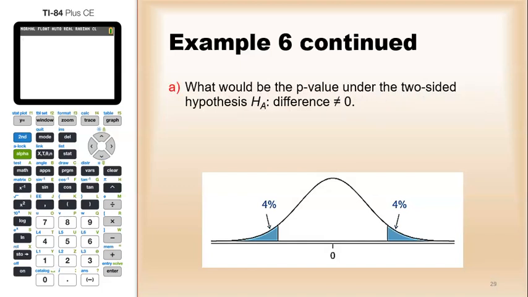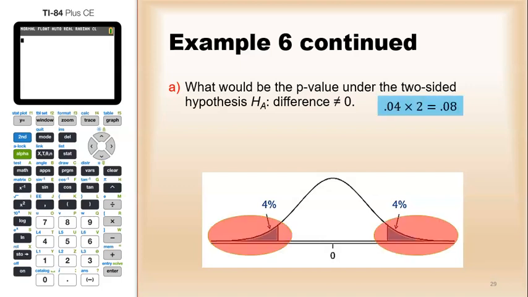What would be the p-value under a two-sided hypothesis, where the difference is not equal to zero? Well, in this case, we would add up both tails and we get 8%. 0.04 times 2 is 0.08. So we would have failed to reject.